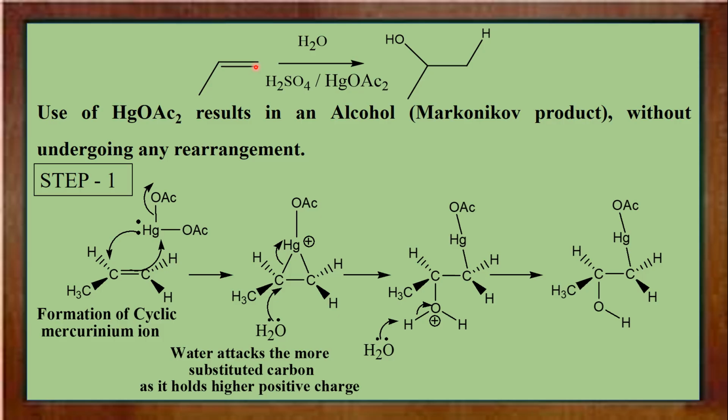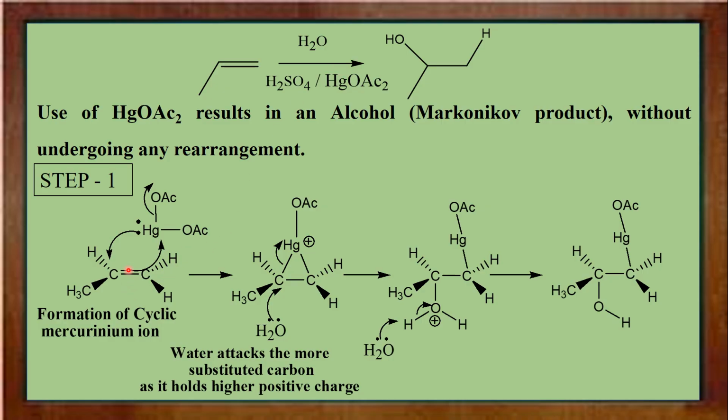Hydrogen of water is added to the less substituted carbon, and the OH is added to the more substituted carbon. Therefore, this is Markovnikov's product, but the advantage here is we are getting a product which does not involve rearrangement of carbocation. And this type of hydration with the oxymercuration involves two steps.